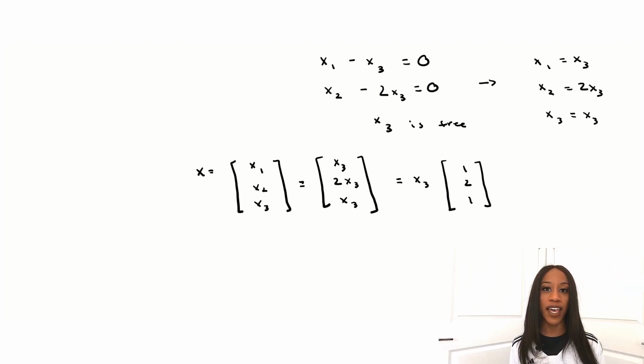So we see here that x sub 3 is our variable that is non-zero, and so therefore this system has a non-trivial solution. And that's it. That's how you determine if a system has a non-trivial solution.